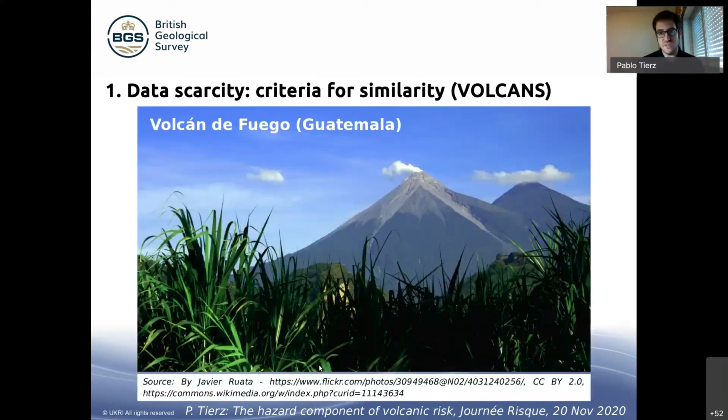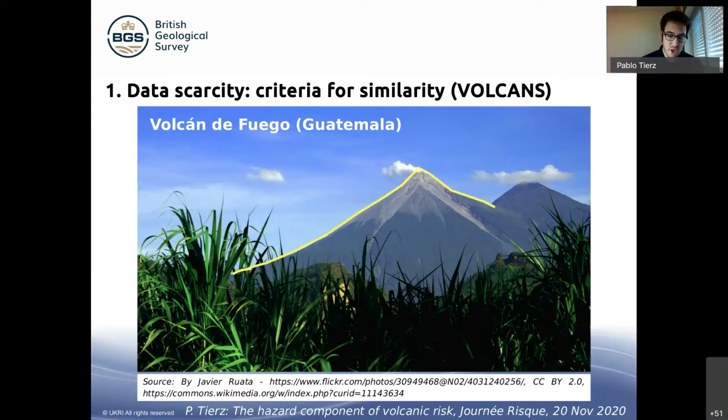So what we did with this method, which is called VOLCANS, which stands for Volcano Analogs Search, is use global volcanological databases and look for criteria that allowed us to assess the differences and the similarities between volcanoes in a way that we could then see which volcanoes in the database were most similar to a given target volcano that we are studying. And I'm not going to go into all the details of the method, but you can check the paper, which was published last year.